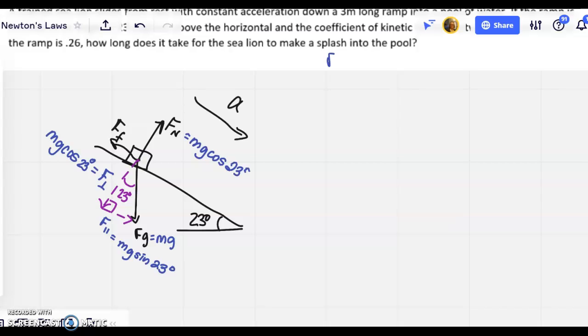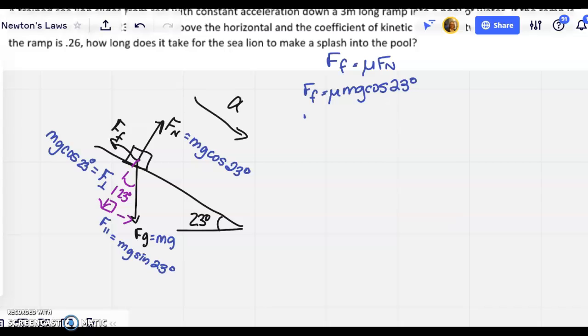And we know that our force of friction is equal to the coefficient times the normal force. So we can plug in mg cosine theta, or the angle, right there. And so we can say that the force of friction is equal to the coefficient of friction times mg cosine of 23 degrees. So friction is going to act upward, the parallel component is going to act downward.